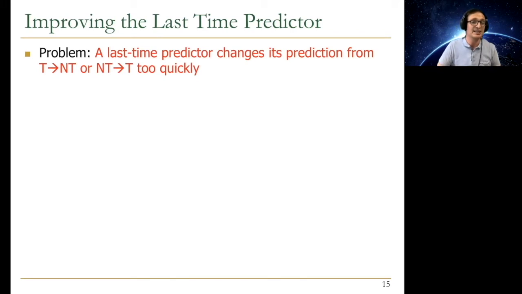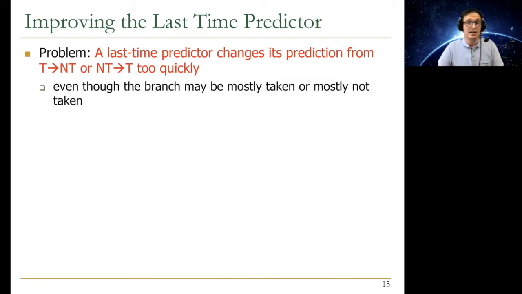Basically, the problem, as I said, is that the last time predictor changes prediction from taken to not taken, or not taken to taken, too quickly. Whenever it sees an opposing outcome, an opposing piece of evidence, it changes its mind. But maybe we should wait until we see more evidence as to whether we should change our mind for prediction. The reason is the branch may be mostly taken or mostly not taken, right? Loop branches are mostly taken. Whenever you see a not taken outcome, probably it's not a good idea to change your mind right away. Wait for some time to see if it's actually behavior that's going to persist for some time.